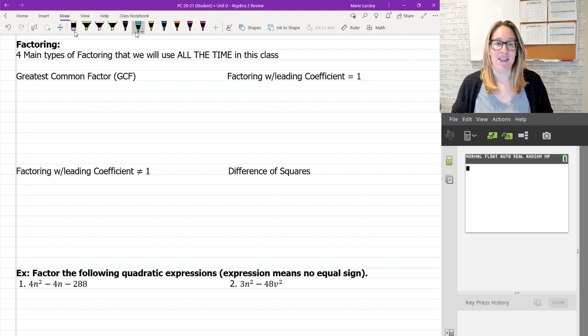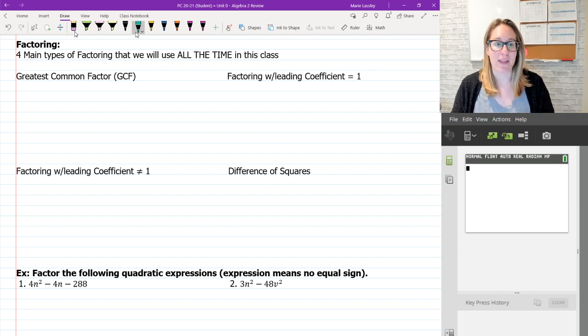They are going to be your GCF factoring, which is a greatest common factor. Then we have factoring with a leading coefficient equal to 1, which is probably one of the easier types of factoring. We have factoring with a leading coefficient not equal to 1, which is nobody's favorite. And then we have something called the difference of squares, which you might not have heard about before, depending on your Algebra 2 teacher, but it's a very easy way of factoring if you just have a binomial. So we'll get into that one. That's definitely like a special circumstance type of factoring.